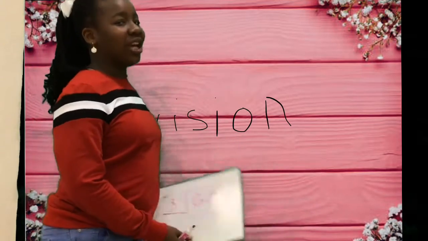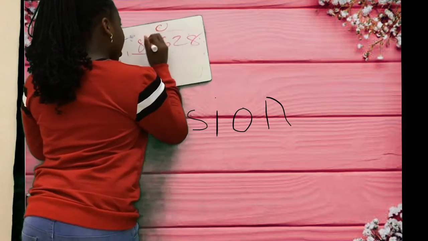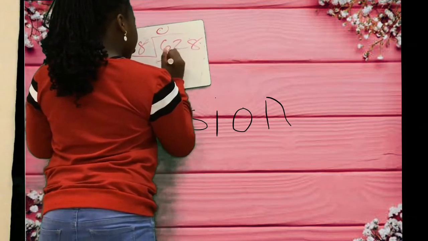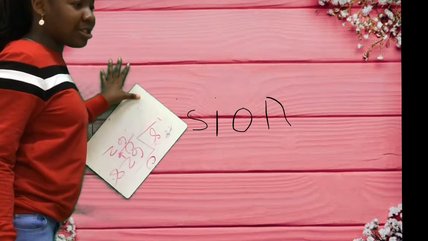Okay, I'll just solve it. 8 can go into 6 0 times. 8 times 0 is 0. Put the 6, bring the 2 down. 8 can go into 62 how many times?